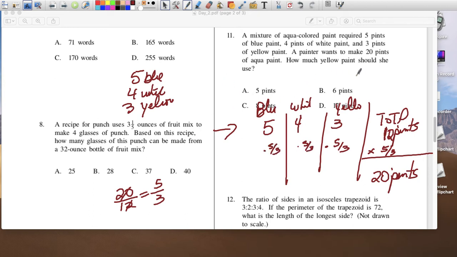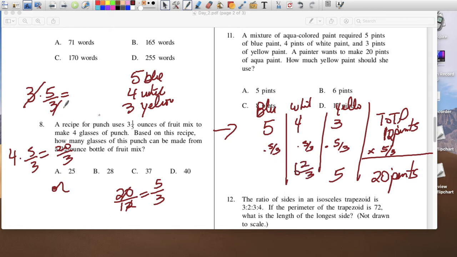So when we want to know how much yellow paint there would be, well, it's 3 times 5/3. Cross-cancel, you get 5. Then I'm going to do the rest just to verify. 4 times 5/3 is 20 over 3, or 6 2/3. And then 5 times 5/3 is 25 over 3, which is 8 1/3.